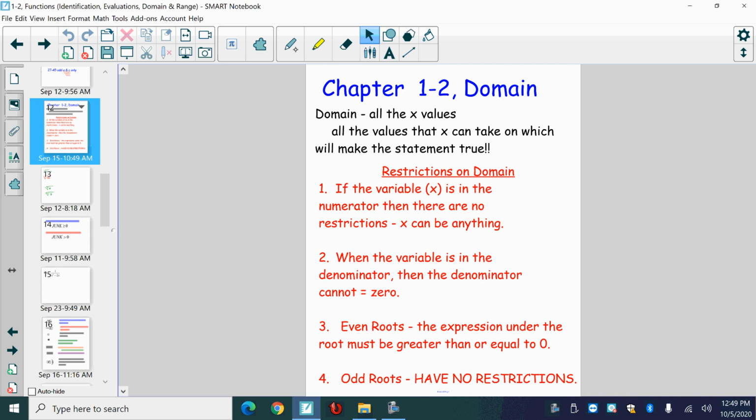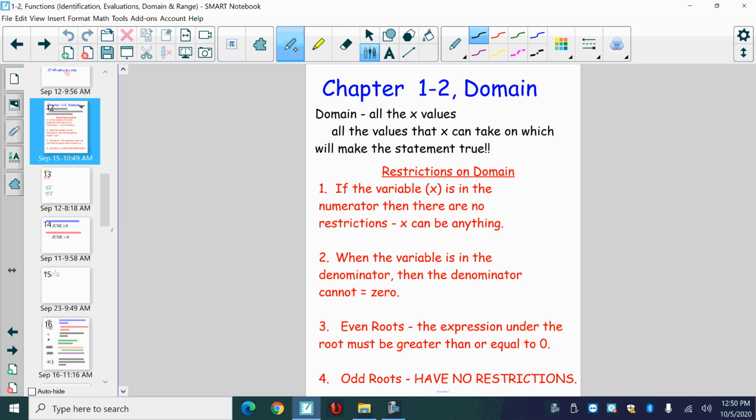Okay, today we're going to be talking about domain. Previously, we talked about evaluating for x, plugging in and checking for x, and finding y. We talked about if something is a function, that you had to use all the x values from set A to set B, which would be your y values. And I said domain was x and range was y.